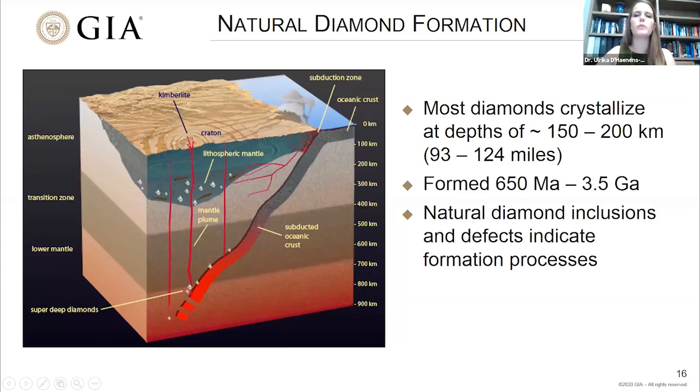And these diamonds formed extremely long times ago, 650 million years to over 3 billion years ago. As these diamonds are forming, they are incorporating impurities and defects from their environment around them, and these give us a good indication of the formation processes. That's one of the reasons that geologists are particularly interested in analyzing defects in diamond. It gives us a lot of information about how the earth has formed and how things are happening underneath the surface.